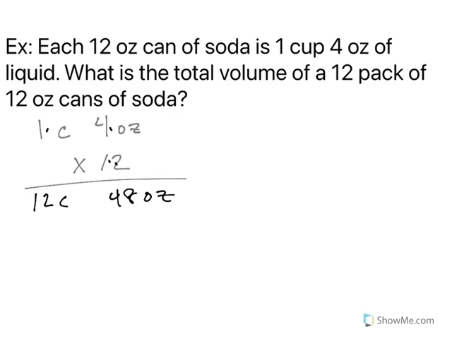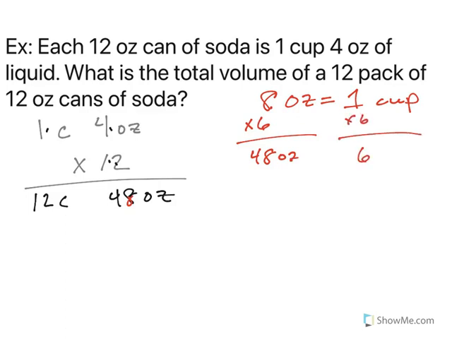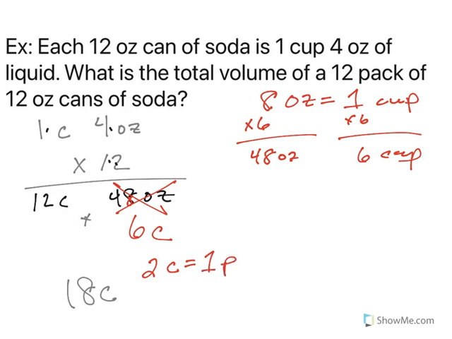Well, again, we know that 8 ounces equals 1 cup. Well, 8 goes into 48 equally, right? Because 8 times 6 is 48. So that means 1 times 6 is 6 cups. So this right here is the same as 6 cups. So 12 cups plus 6 cups gives me 18 cups. Okay, now that's great and all, but I know that 2 cups equals 1 pint. So if I divide this by 2, I get 9 pints.